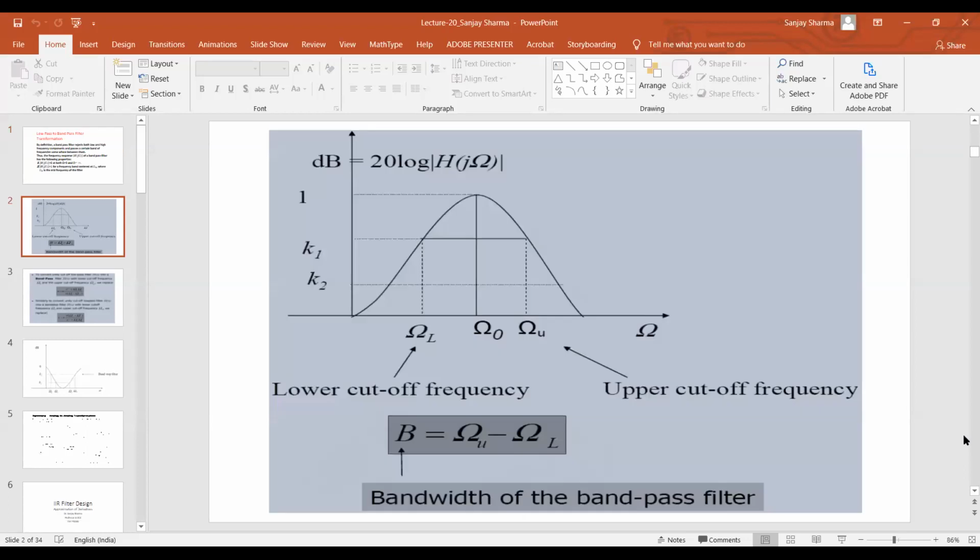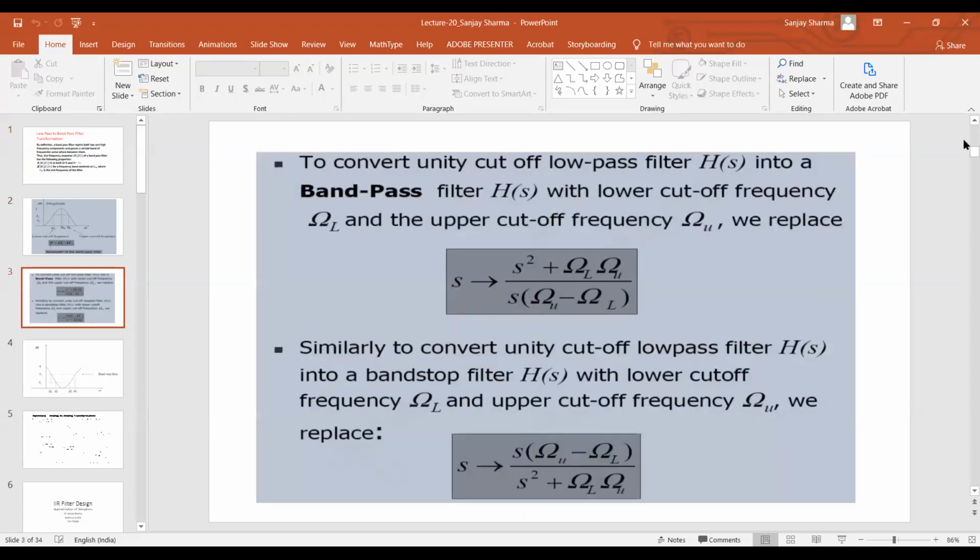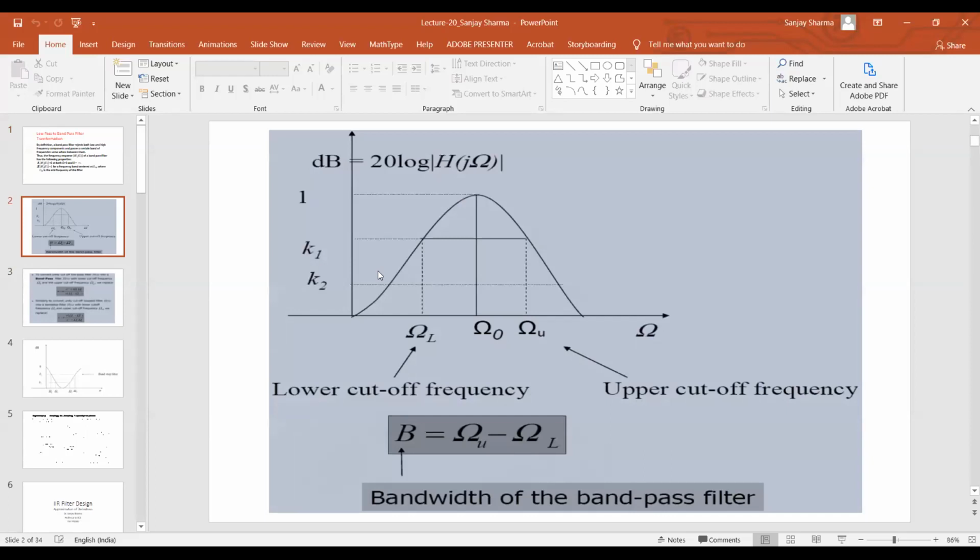Now, let us look at what are the specifications of a band pass filter. Omega L is the first passband frequency. Omega U is the second passband frequency. Omega naught is the center frequency of the band pass filter. K1 is the attenuation corresponding to omega L and omega U. K2 is the attenuation for two stop band frequencies.